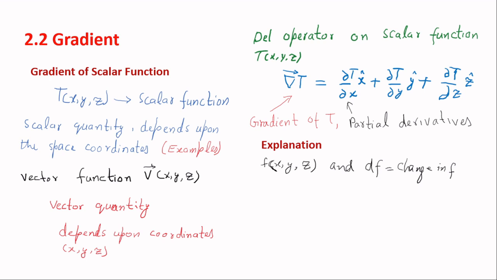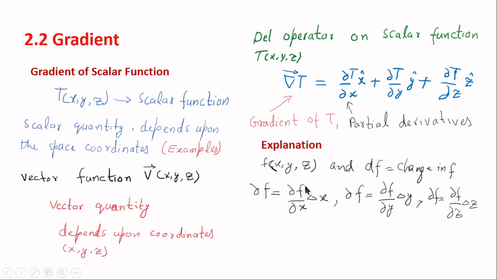Suppose a function f(x, y, z) and its change in f. This change in f we can calculate in this way. Suppose you know the partial derivative of the function with respect to x, and you multiply it with del x. Del x is the small change. Then you can calculate the change in f. Similarly, if you know the derivative of the function with respect to y and you multiply it with del y, you can calculate the change in f with respect to y.